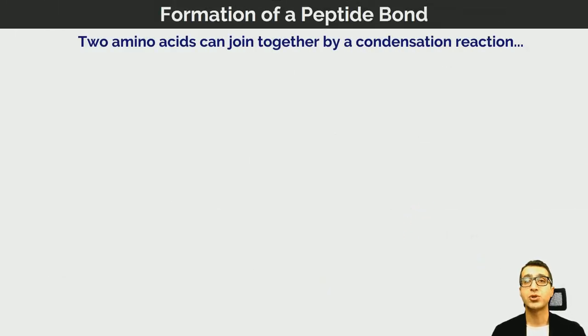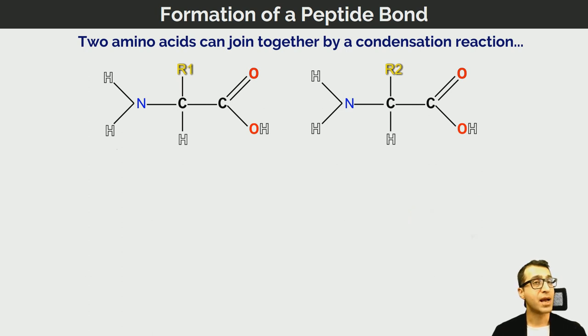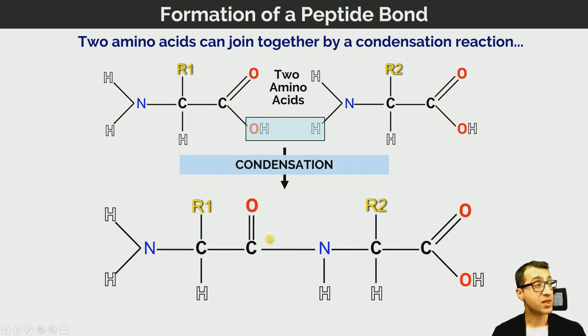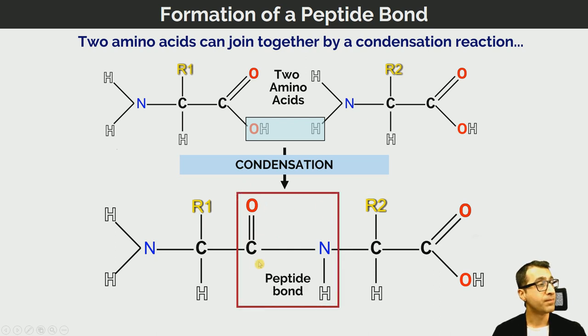So two amino acids can join together by a condensation reaction, and this is how it happens. So you start with the two amino acids. Now, the way that it works is that the amino end of one amino acid will form a bond with the carboxyl end of the adjacent amino acid by the removal of a water molecule. It's the removal of a hydrogen atom from the amino group of one amino acid and the removal of the hydroxyl part of the carboxylic acid functional group from the adjacent amino acid. So we remove water, this is a condensation reaction, and we form this linkage here. This linkage, this group of atoms here, is referred to by biologists as a peptide bond.